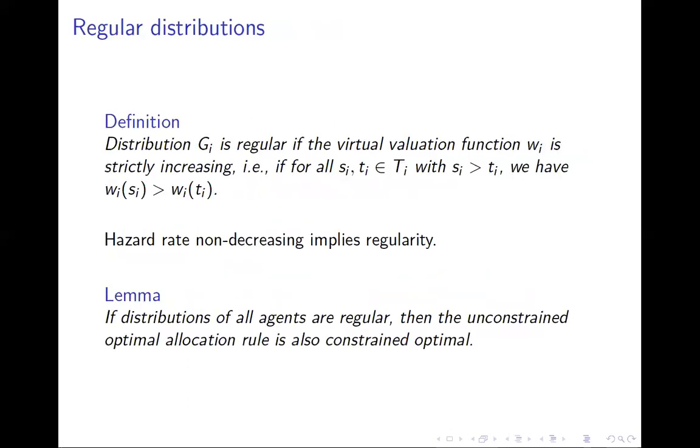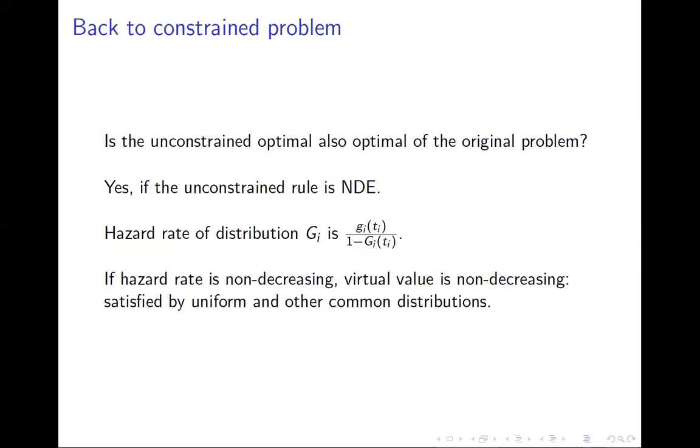And so here is the lemma. Let's first go through this definition carefully. We'll say that a distribution G_i is regular if the virtual valuation function w_i is strictly increasing. That is, for all s_i, t_i, if s_i is strictly greater than t_i, then w_i(s_i) is strictly greater than w_i(t_i). That would be called a regular distribution.